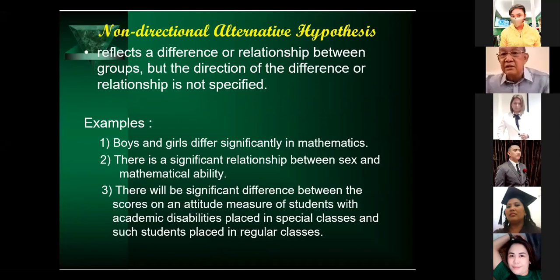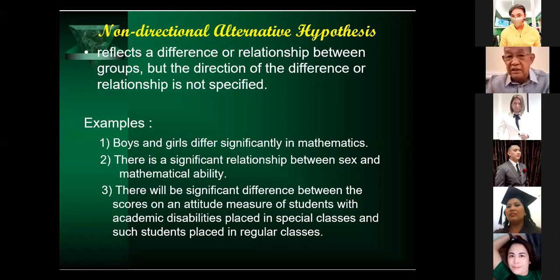Okay, non-directional alternative hypothesis reflects a difference or relationship between groups, but the direction of the difference or relationship is not specified. Let us analyze the example. Boys and girls differ significantly in mathematics. Why non-directional? It is not clear. It is not specified who is higher in mathematics, boys or girls.